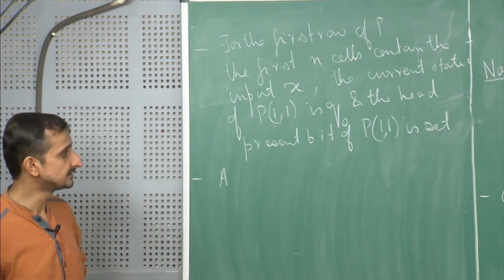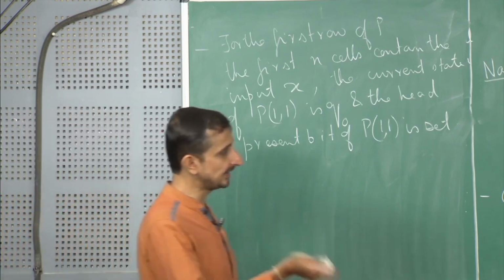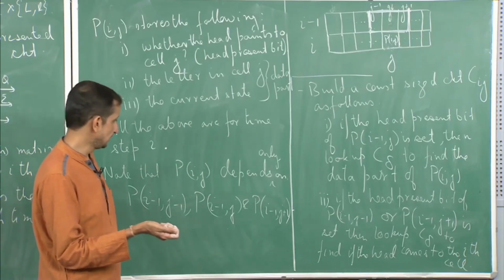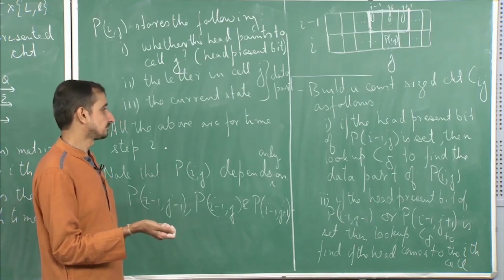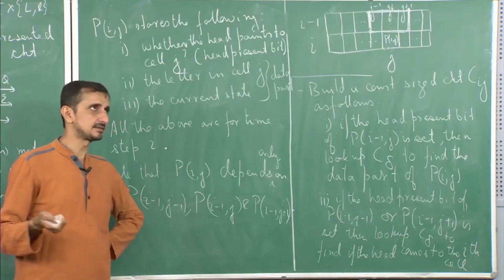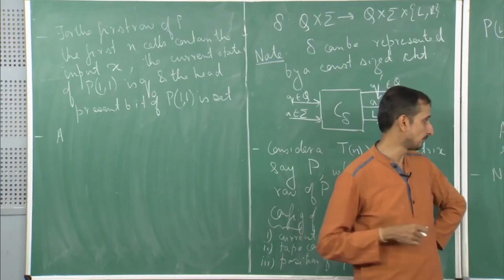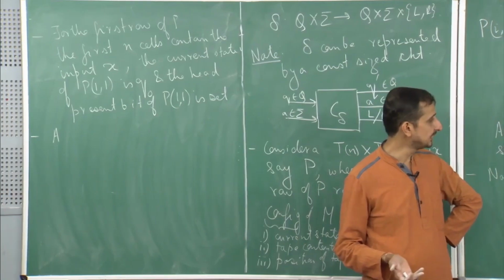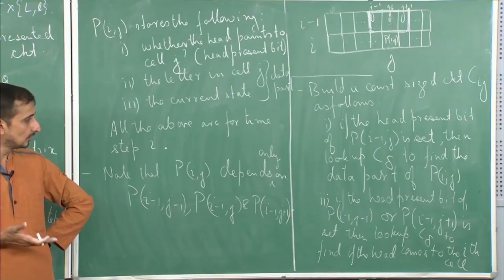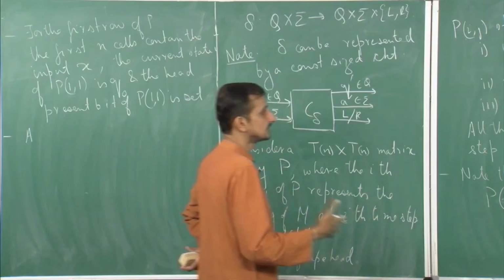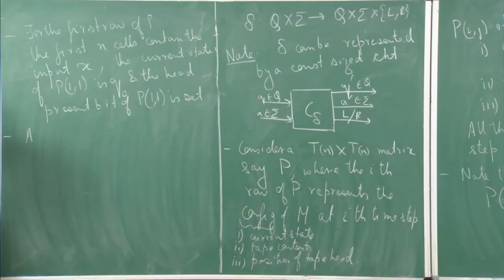So, how do we know we have reached an accept state? Basically we can take an OR of the following. The definition of acceptance of a Turing machine is whenever it reaches an accept state we accept the input, we do not care what happens after that. So, basically we can take an OR of all the cells whose head present bit is set, okay.